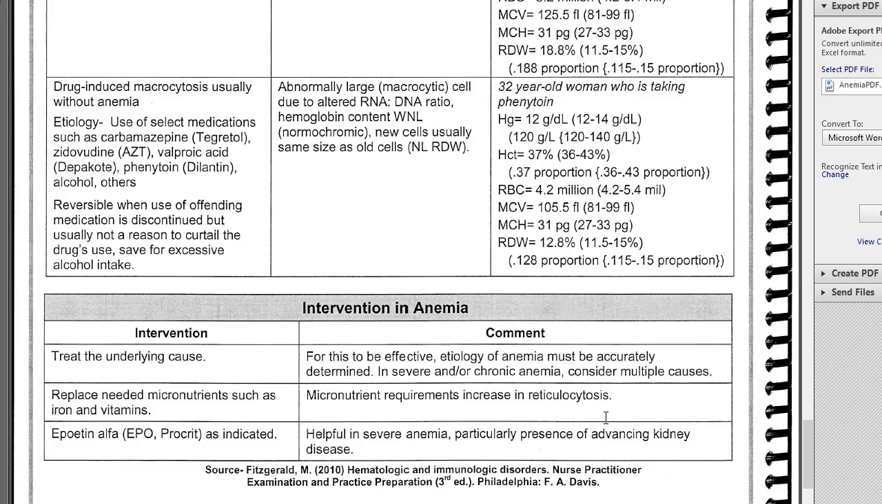So you're going to give analgesics, obviously, for the pain. You want to correct the hypoxemia, if that's the case, with oxygen, and give fluids for dehydration. So that's pretty much it for sickle cell.